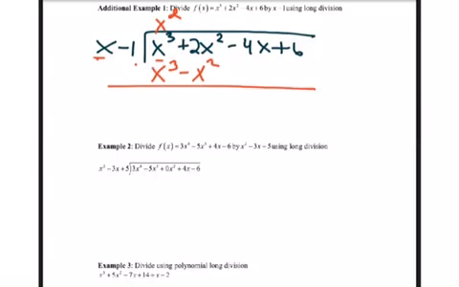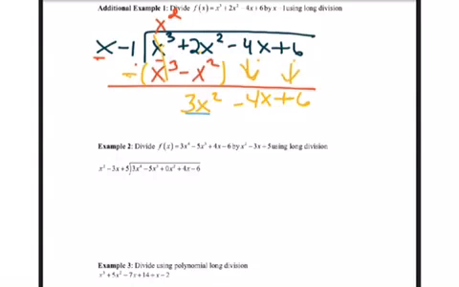The big thing here is when we go to subtract, you remember that you have to do it with like terms. So I've got x cubed minus x cubed, which cancels. I've got a 2x squared minus a negative x squared, so that's 2x squared plus x squared, which gives me a 3x squared, and these two pieces just come down because they don't have anything to subtract with. So I've got minus 4x plus 6. And I'm going to do this again.